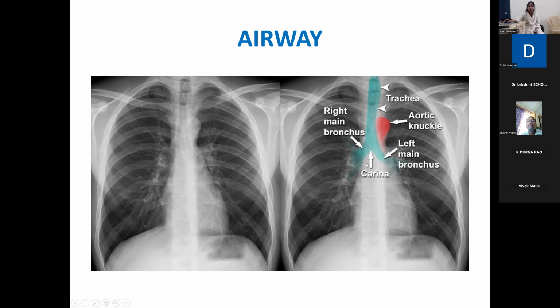The carina is mostly acute, almost always less than 90 degrees. So whenever there is splaying of the carina, or an increase in the angle of the carina, it means there is something sitting there, most commonly a subcarinal lymph node. So always give importance to the carina when you're assessing airways.